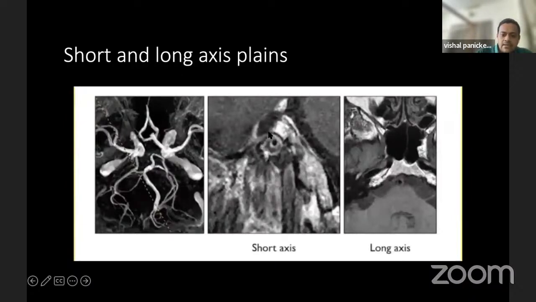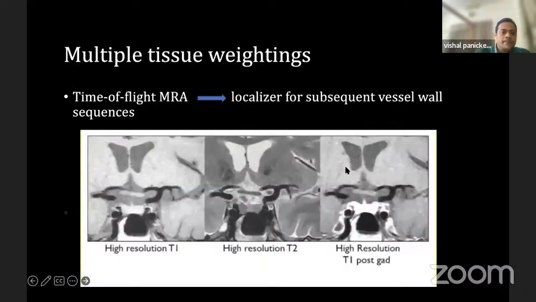Here we can see the vessel wall in a cross-sectional view in short axis. This is a patient with ICAD, intracranial atheromatous plaque, showing vessel wall thickening, a small lumen, and eccentric vessel wall thickening. In the long axis also, we can see the vessel wall thickening. This is the lumen of the vessel, and this is the eccentric thickening of the vessel wall.